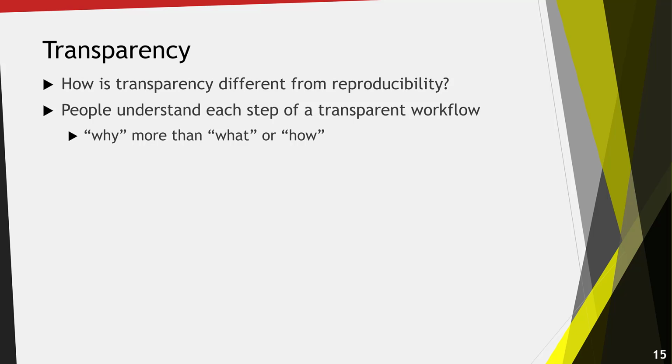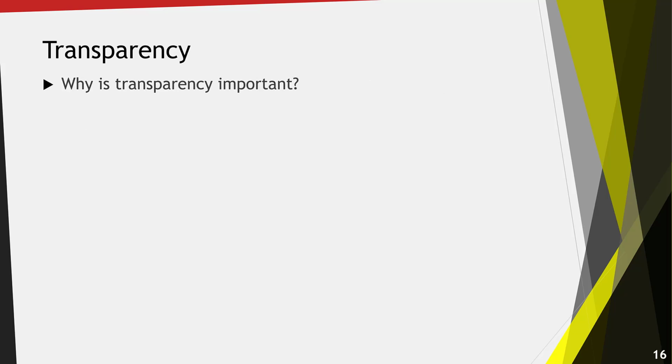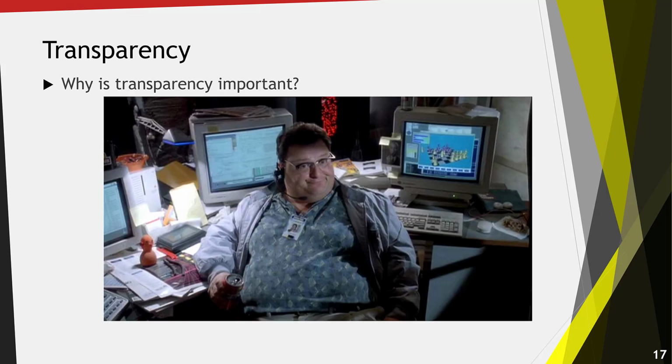The important thing with transparency is it's focused on the why of your data analysis, where reproducibility is much more focused on the what or the how. So why is transparency important? I think this comes best by way of an example.